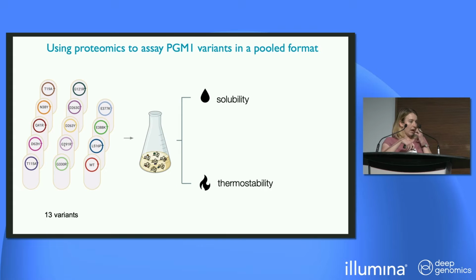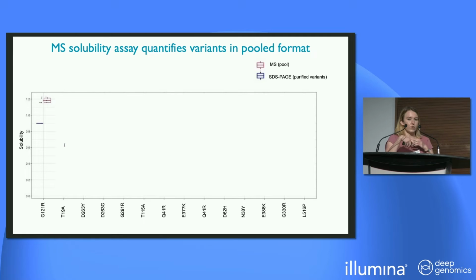And so we start off with a very modest library of 13 variants, and these are overexpressed in E. coli. The cells are then lysed, this is all pooled, and then I performed a solubility and a thermostability assay. And so I'm going to show you some data from our solubility assay.